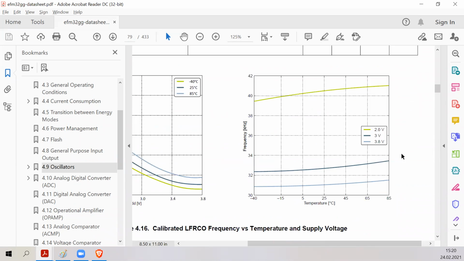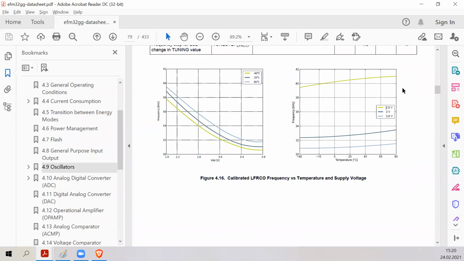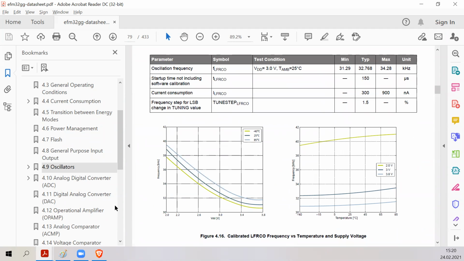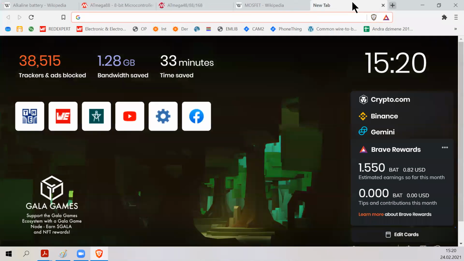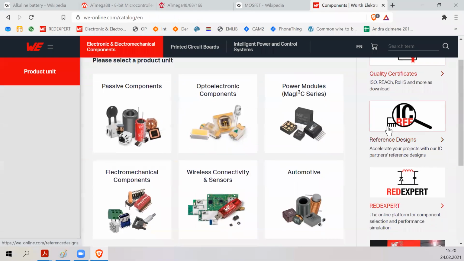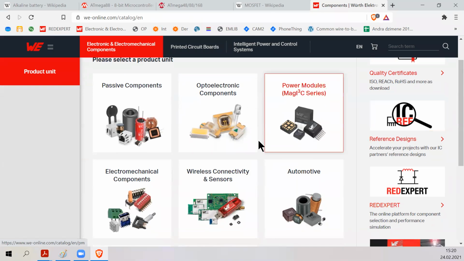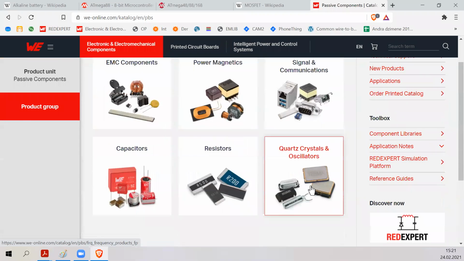So yeah, at 2 volts, it's almost 40 kilohertz. So that's not precise at all. This is the reason why if you need high precision, you go online. For example, you can buy these external oscillators from Wood Electronic, Passive Components, or any other manufacturer.